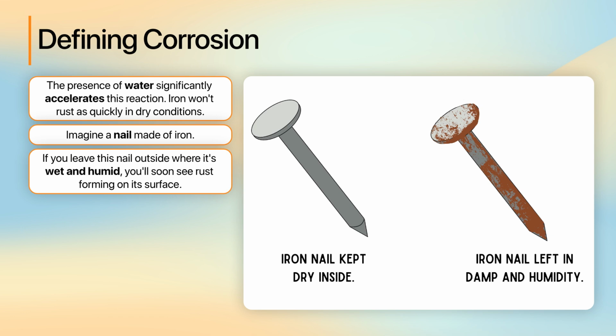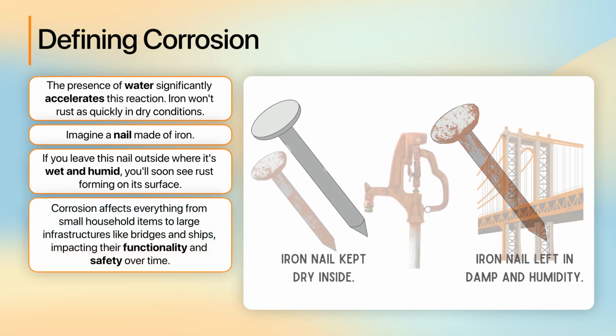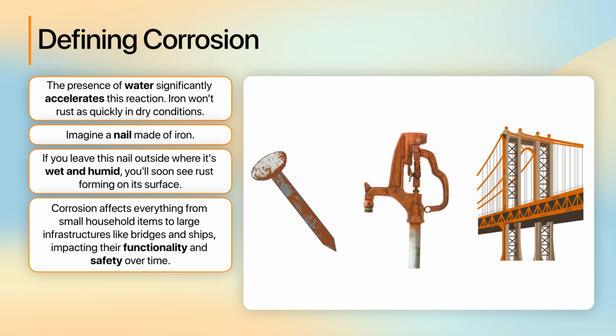Think of corrosion as a silent attacker that gradually eats away at metals. Rusting is just one specific but very common form of this broader problem. Understanding this concept is crucial since corrosion affects everything from small household items to large infrastructures like bridges and ships, impacting their functionality and safety over time. By grasping these key points, we recognize the importance of taking measures to prevent or slow corrosion, ensuring the longevity and safety of metal objects and structures.